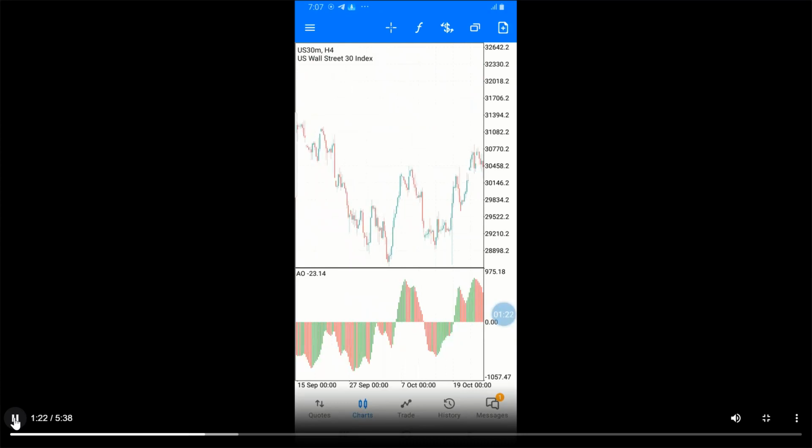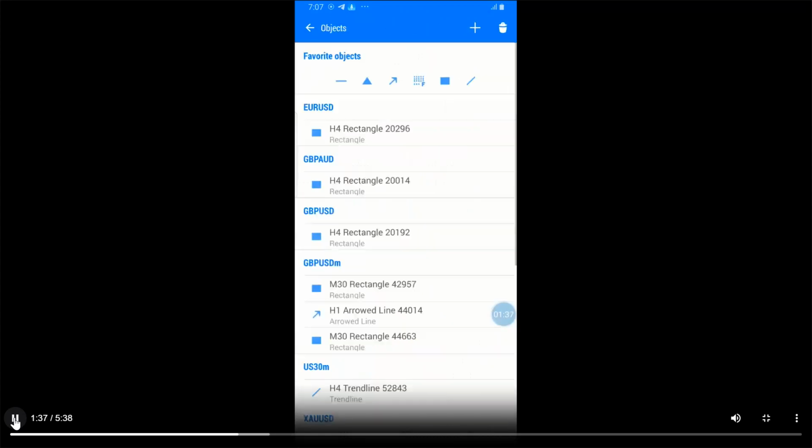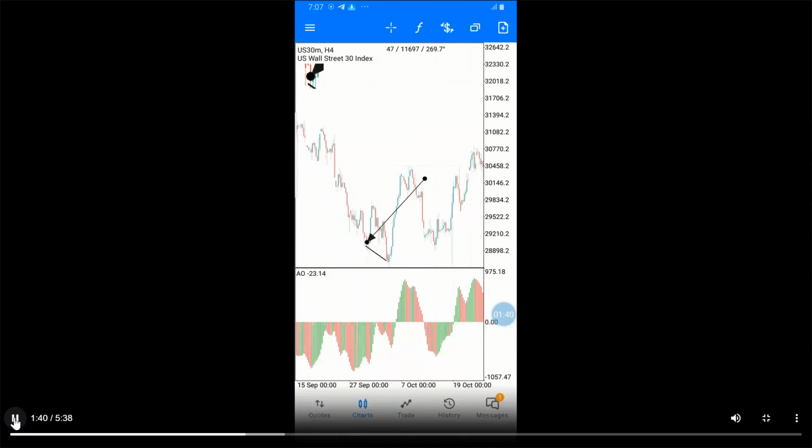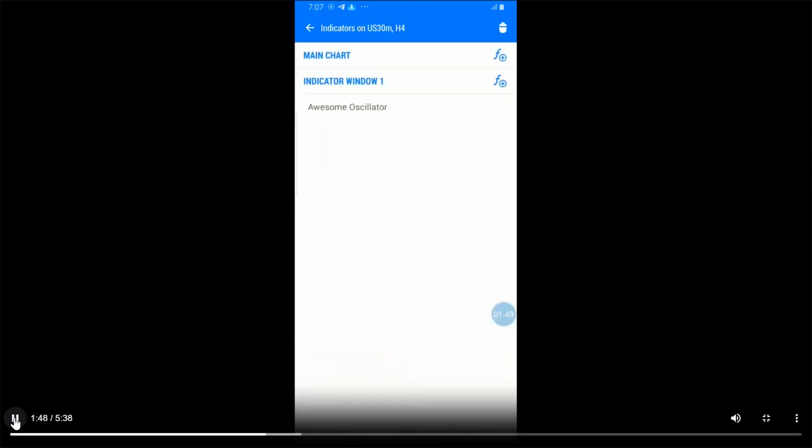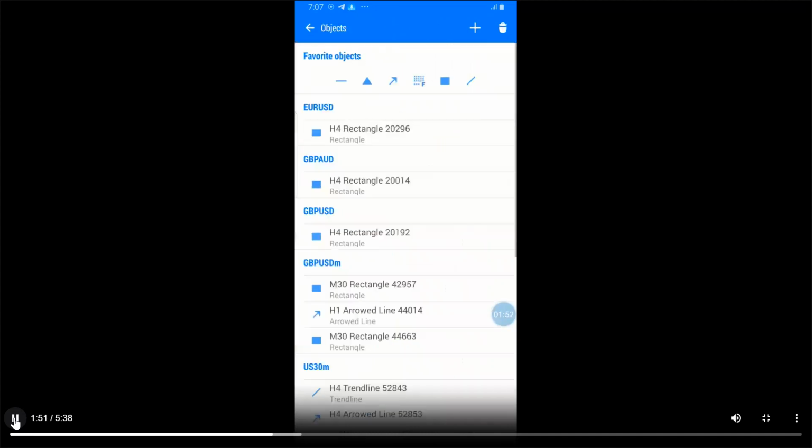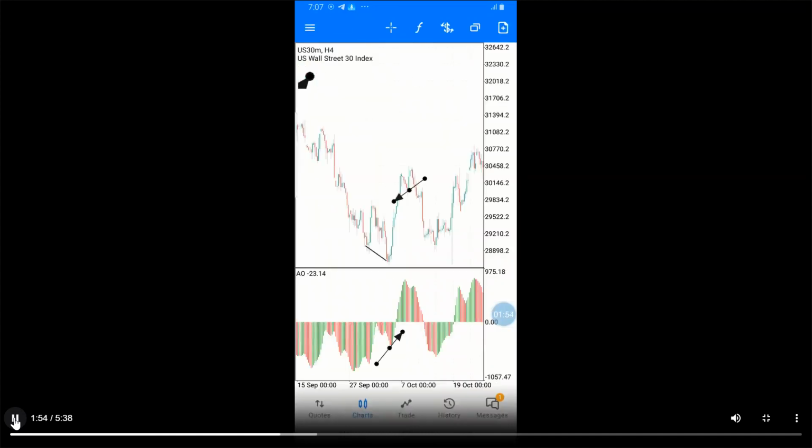So first of all, when you see the market making lower lows, take an example here. The market is making lower lows. Like here, you see low, lower low. This is low, lower high, lower low. That's why I said lower low. And if you turn on the awesome oscillator, the market is making higher high. See here, the market is making higher high. Now, this is the first sign that the market is going to decrease or pull back.